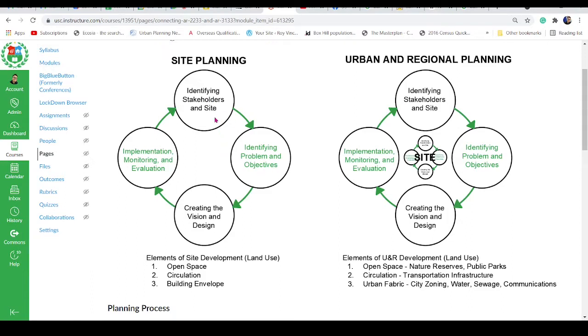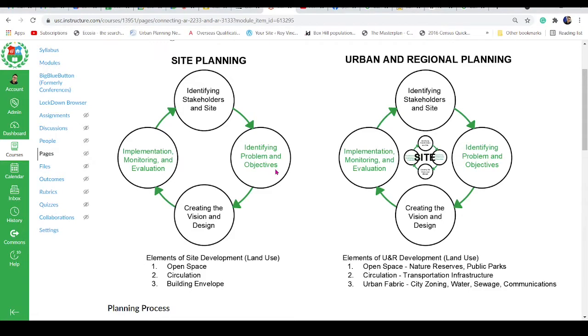Next, the site. So your architecture students, you understand the site. Where is the boundary, the lot area? How big will the project be? So that's basically the site. And then once you have identified that, you go into analysis, site analysis. So that's basically identifying the problem and the objective.